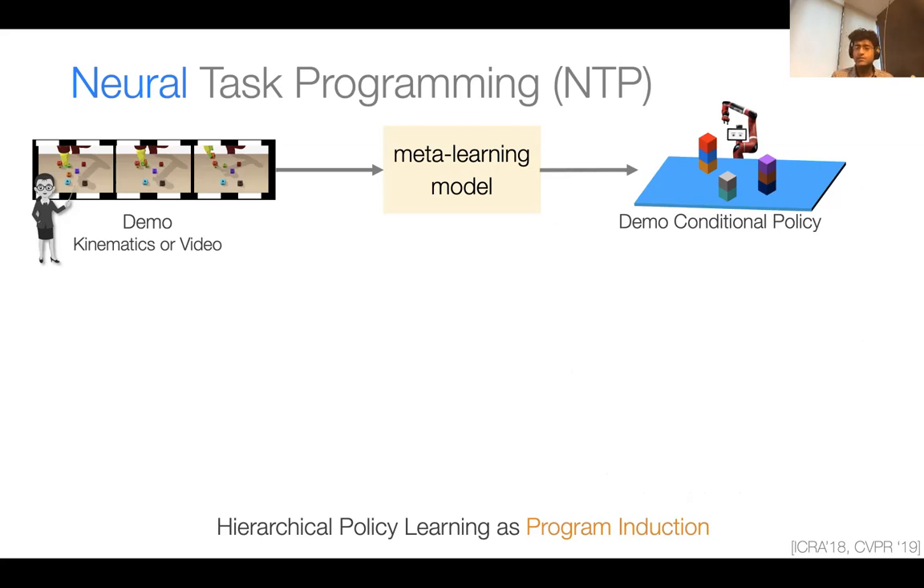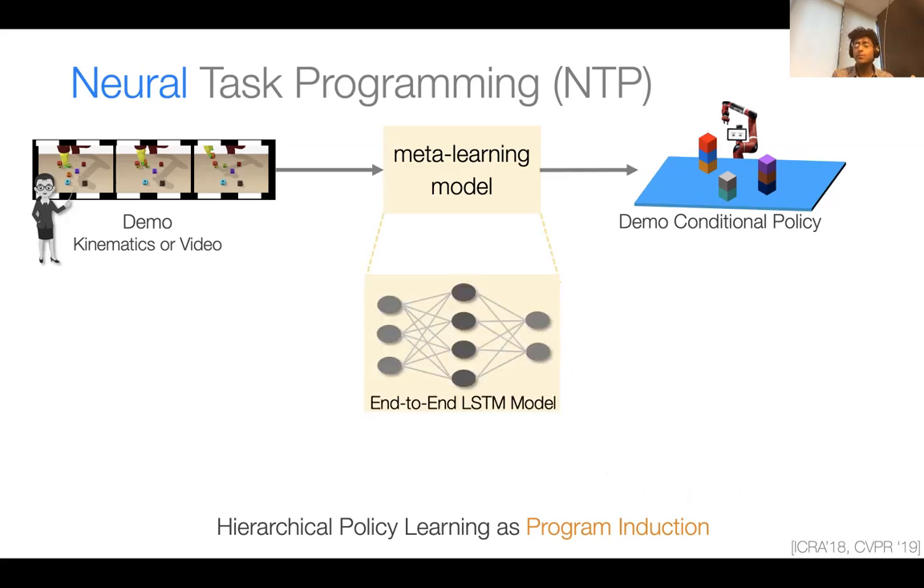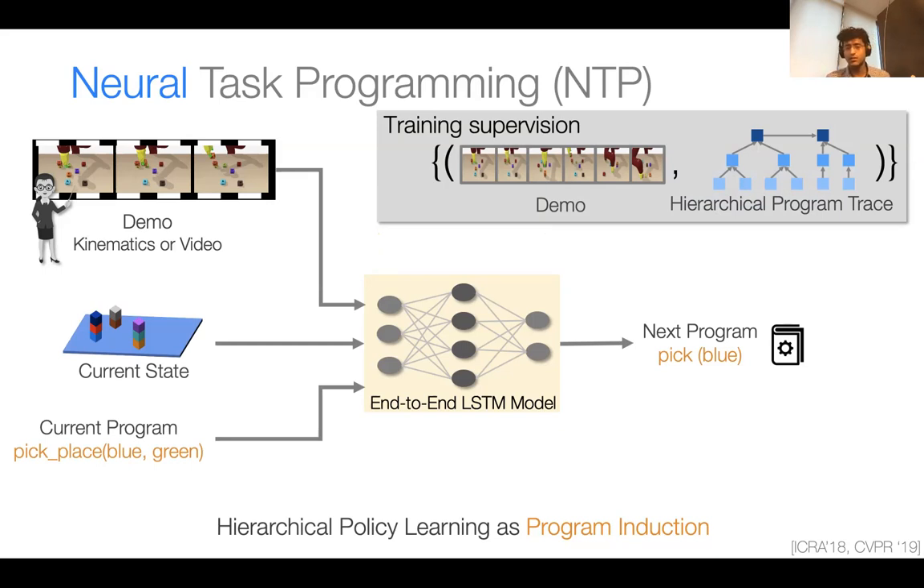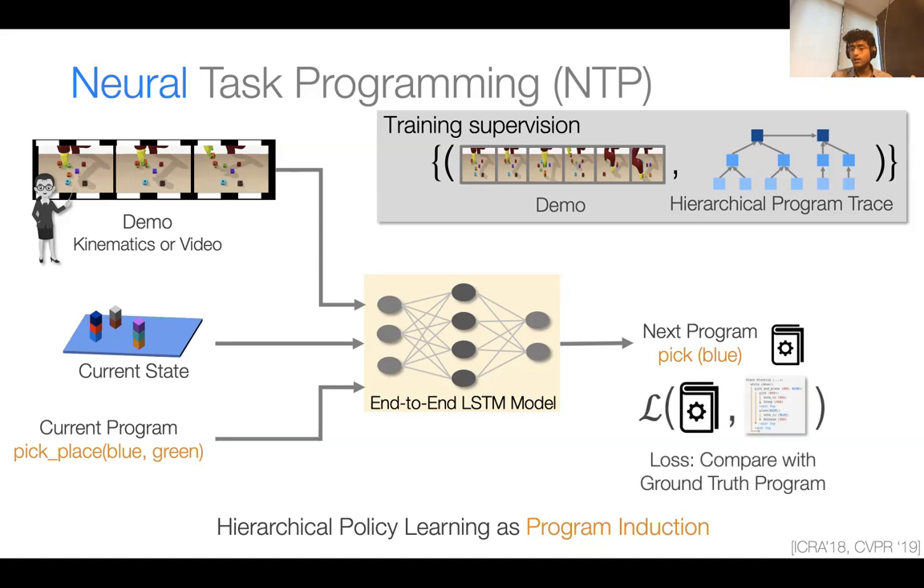Relying on this intuition, we pose this meta-learning problem as learning to predict the next program. So we are really thinking about this hierarchical policy learning problem as a program induction setup, where you are provided some demonstration as input. You also want to condition the policy, or the predictor model, on the current state and what the current program being called is. And then the output is to predict what next program to call or run, and what arguments to call it with. This model can be trained through direct comparison with ground truth programs, and these ground truth programs can be obtained by running a motion planner in these domains.